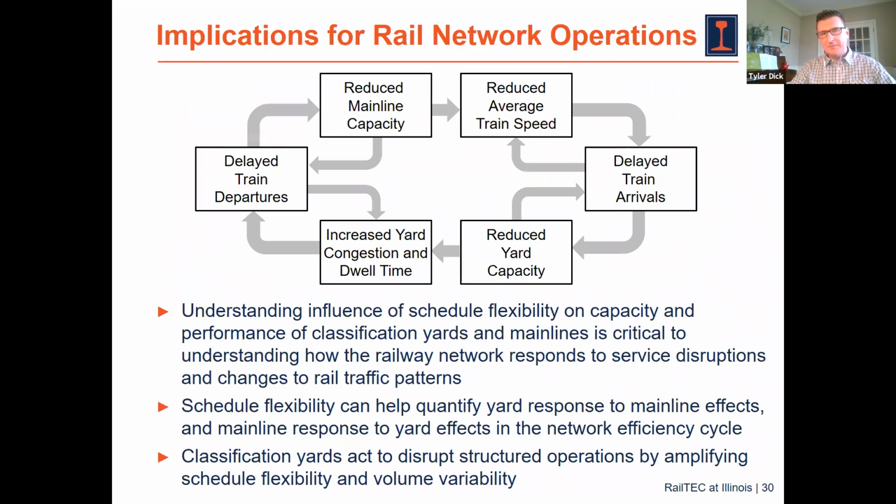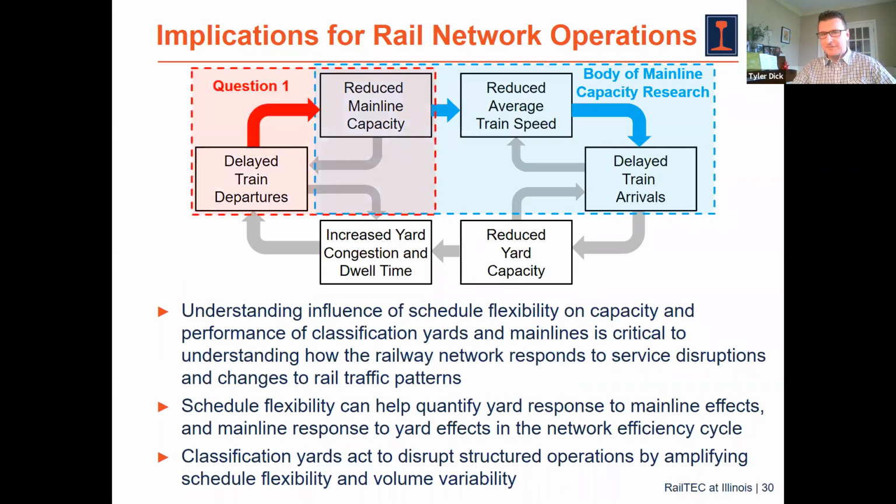And so what's the implication for rail network operations? If we look at these experiments, if we look back to our network efficiency cycle, we've had our existing body of mainline capacity research, okay? Through our first research, we've done some initial work to document this connection between our yard departures and our mainline operation.